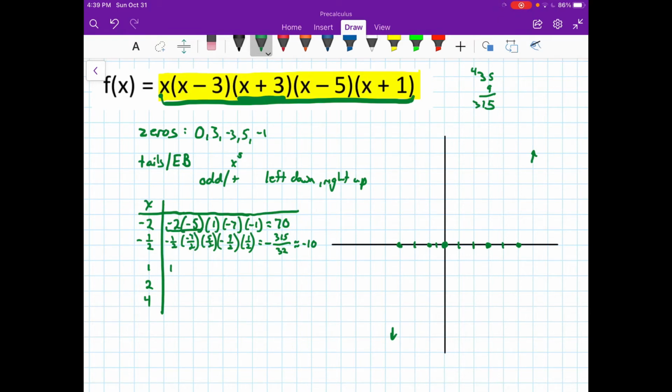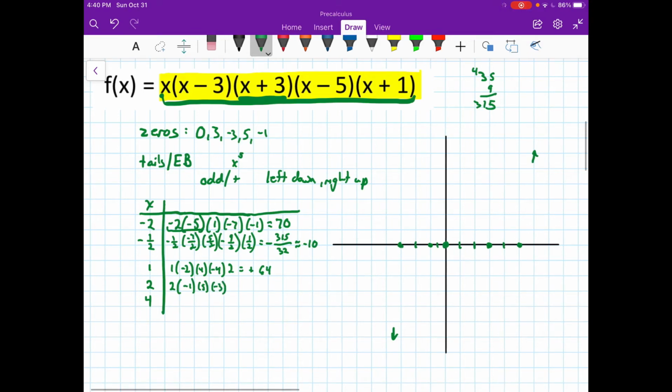Plugging in 1. So 1 minus 3 is -2. 1 plus 3 is 4. 1 minus 5 is -4. And 1 plus 1 is 2. That's 2 negatives, so it's going to be positive, and then multiplying that out, we have 64. Plugging in 2. 2 minus 3 is -1. 2 plus 3 is 5. 2 minus 5 is -3. And 2 plus 1 is 3. So multiplying that out, we get positive 90.